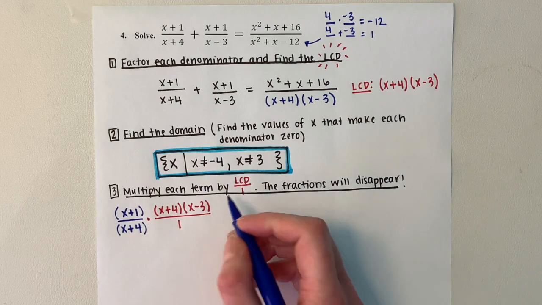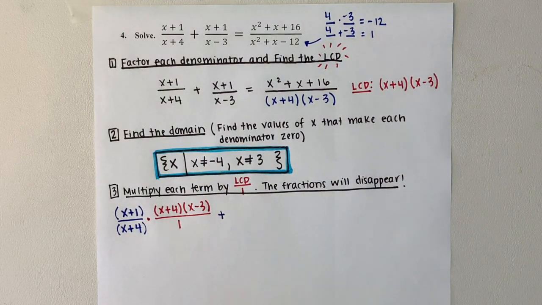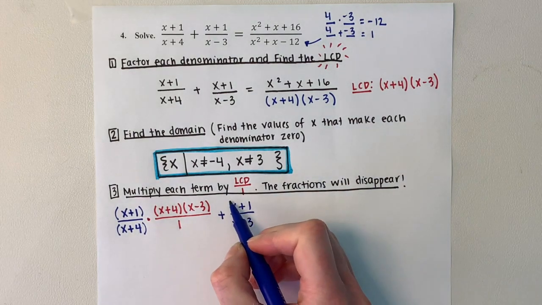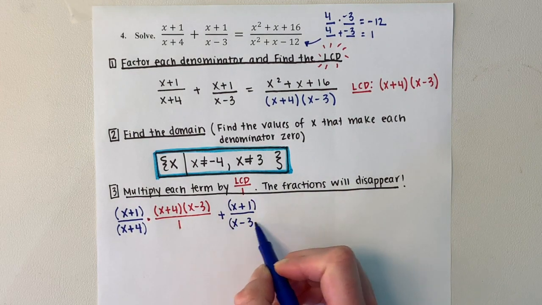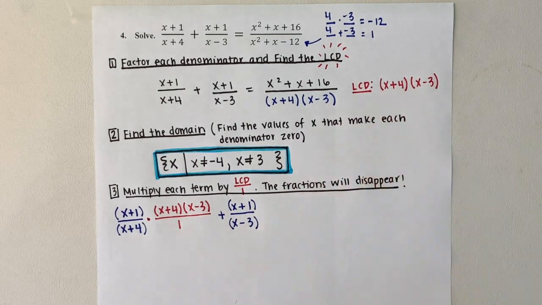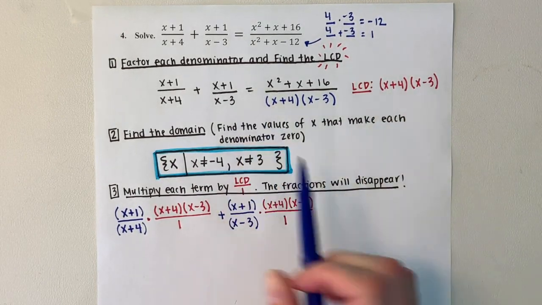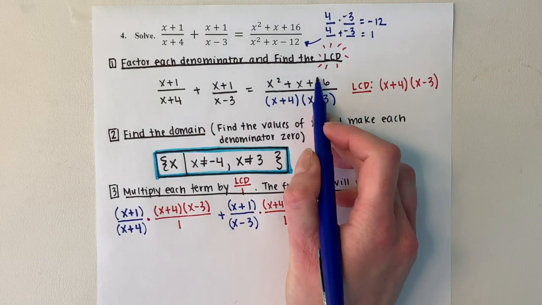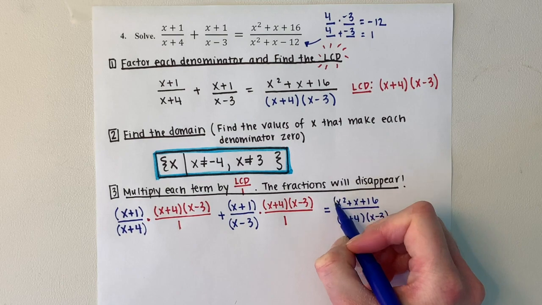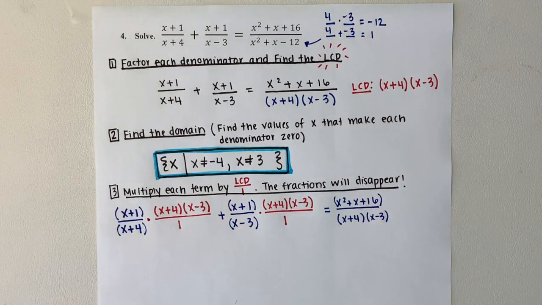Next, let's copy down this addition sign, and then I'm going to copy this expression right here, and again I'm going to add parentheses around the numerator and the denominator. And then let's go ahead and multiply this term by the LCD over 1, and then let's copy down this equal sign, and we'll copy this term right here. And if you'd like, we can add parentheses around this numerator. And then let's go ahead and multiply this term by the LCD over 1.